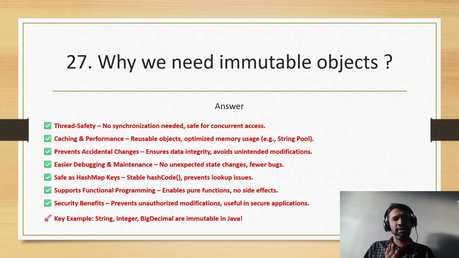Examples are String, Integer, BigDecimal; all these things are immutable in nature. So the main thing is thread safety, and we can avoid accidental modification. It is especially suitable for a hash map to use as a key. I hope you got it.